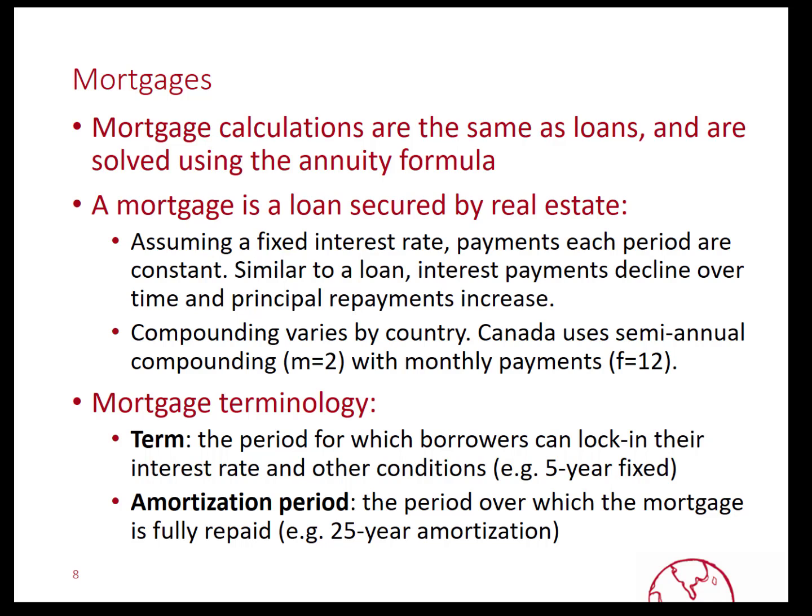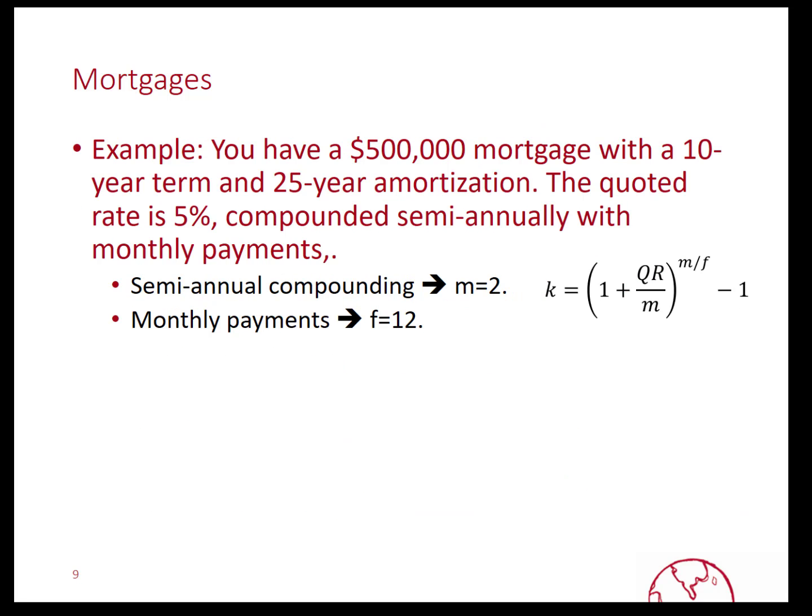What this means is that at the end of the term, you have to renew your mortgage and you'll have to set a new interest rate. When calculating your mortgage payments, however, we're going to assume that the interest rate is fixed over the whole life. Even though it's a 10-year term in this example, we're going to calculate our payments based on the 25-year amortization, assuming the interest rate is going to be the same.